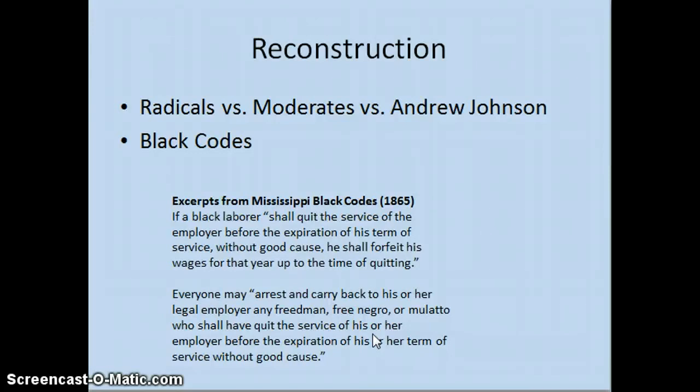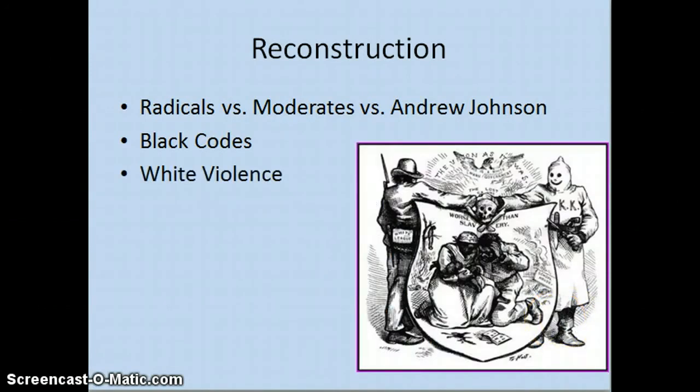Additionally, you have violence breaking out throughout the South. This violence was perpetrated by the newly formed KKK and other white military groups like the White League, and basically these are efforts to keep the newly freed African Americans in line and intimidate people, and we'll return to this in a second. So I bring up these examples to talk about some of the things that are pushing Congress in a more radical direction.